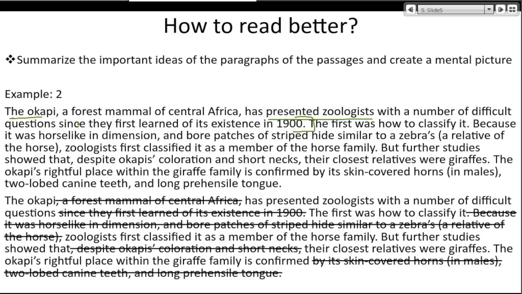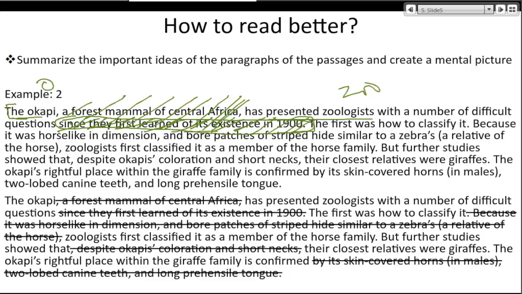So what is the key thing that we get here? Something has presented difficult questions to someone. That something is the Okapi, and that someone is zoologists. Since they first learned of its existence, do you think this is very important? This is not important. This is just additional information that is wasting my attention. I mean, that is capturing my attention, and I'm wasting my time unnecessarily reading it. The Okapi, whether it is X, whether it is Y or Z, I will come to that later on. I'm not bothered about it.